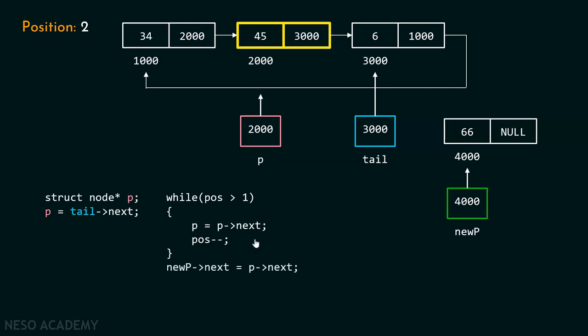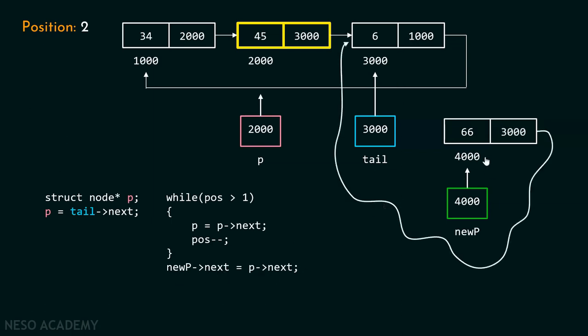After this, we will update the next part of the new node so that it can point to the next node, and that is why I'm keeping this line of code, that is newp->next = p->next. You can see over here that the next part of this node is now updated. After this, we will update the next part of this node so that it can point to the new node. For this purpose, we will put this line of code, that is p->next = newp. This is all we need.